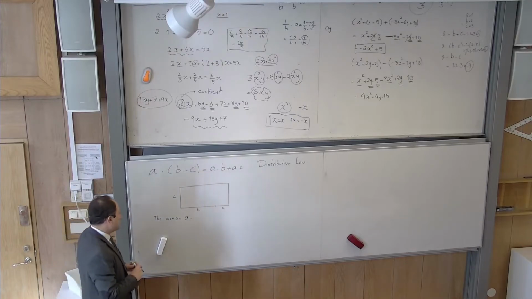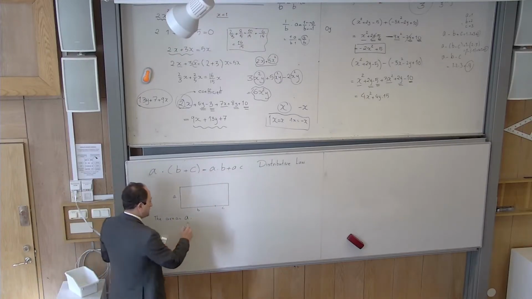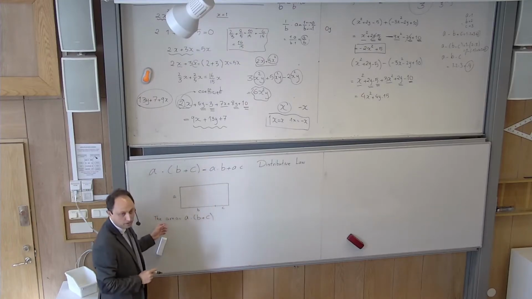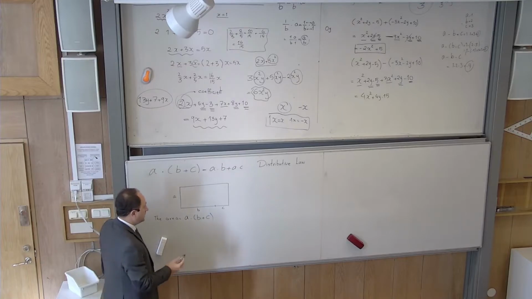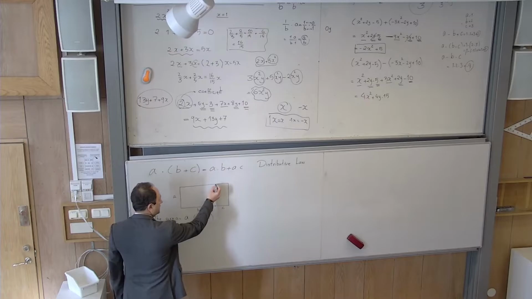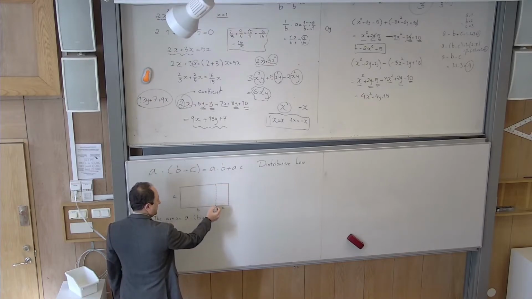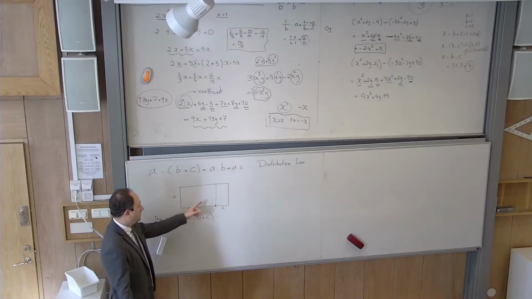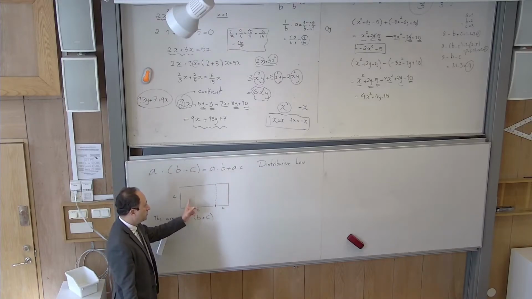Okay, so it becomes a times b plus c. Do you agree that this will be the area? But you can calculate the area in a slightly different way. You can imagine that you draw an imaginary line from here, and then you partition the rectangle into two parts.